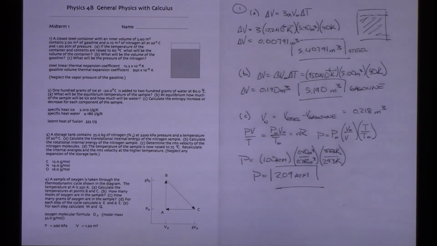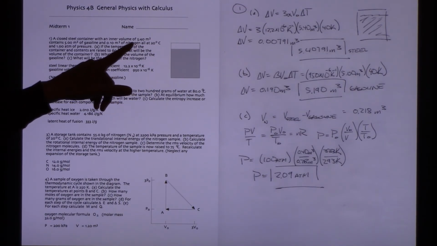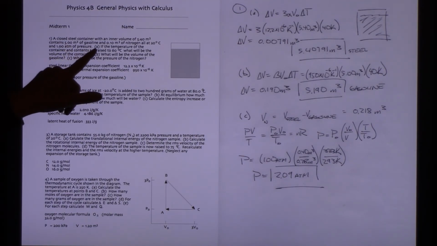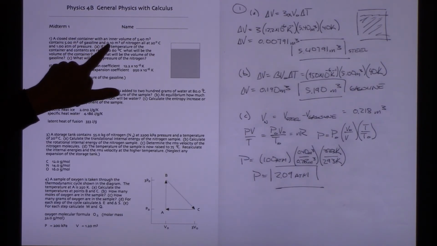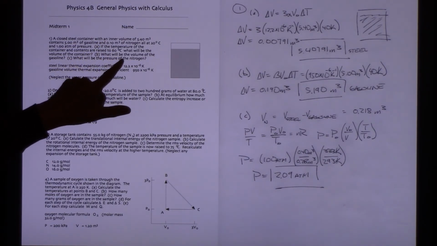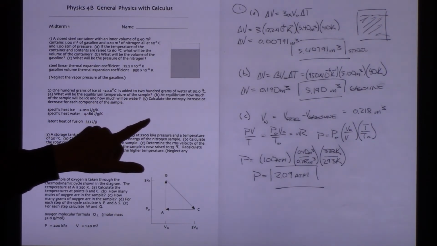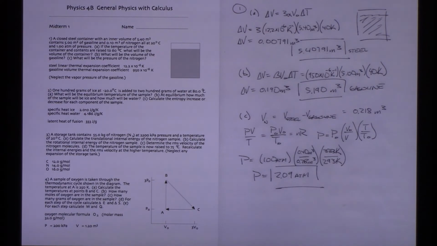So in problem 1, it says we have a closed steel container. The inner volume is 5.40 cubic meters. It contains 5 cubic meters of gasoline, and that's a misprint. I'm going to have to look at the solution to see what we are working with here. Okay, let me go back. I am going to have to double check this. If need be, I'll get these updated, because it looks like the numbers aren't matching.